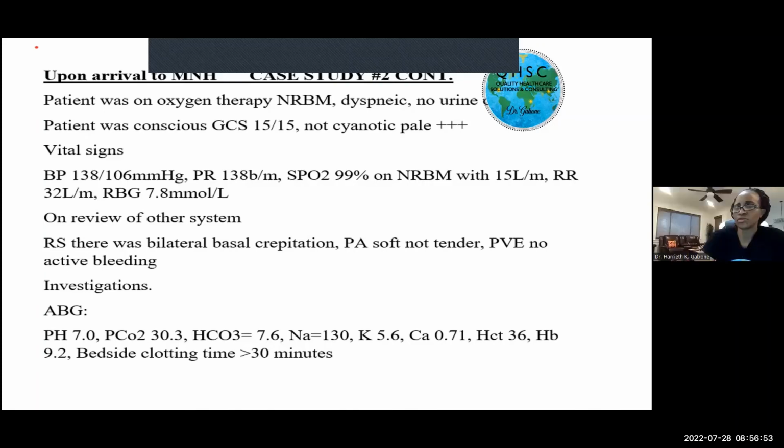Great. Yeah, it's documented here, the clotting time is greater than 30 minutes. Yeah, that is high.